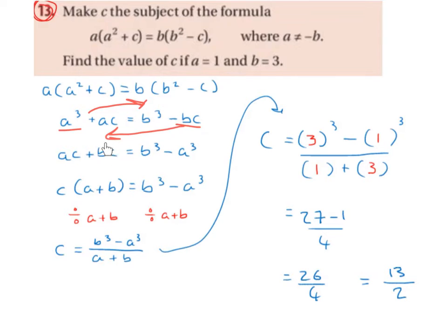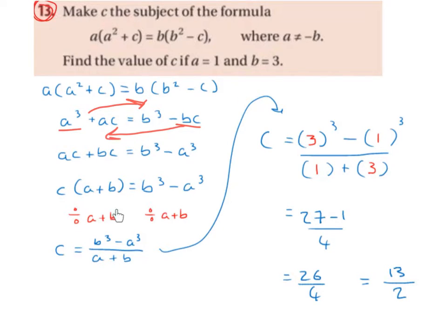Now I have everything containing a C on the left and anything without a C on the right. So now I can factorize. I can pull out the C. C into AC leaves me with A. C into BC leaves me with B. So now I almost have the C on its own.